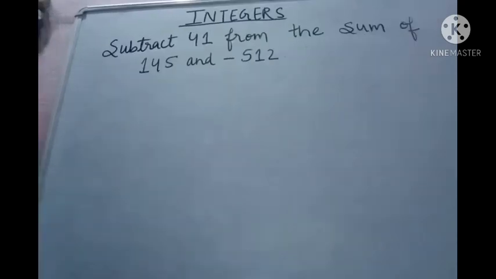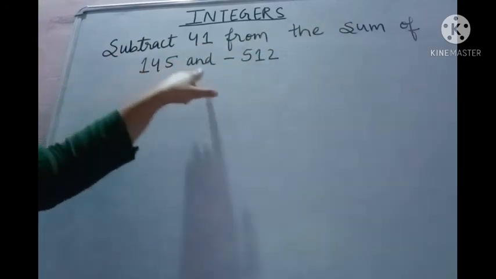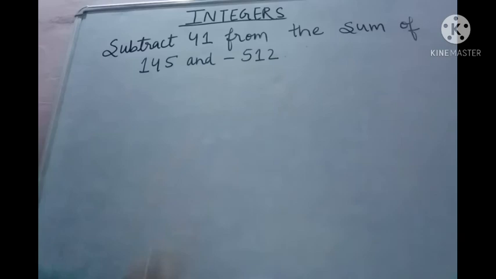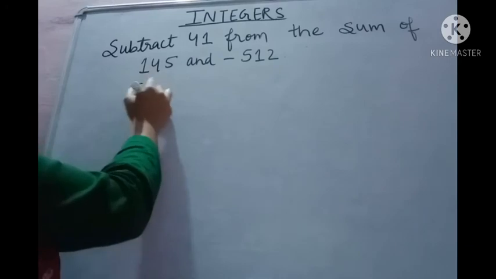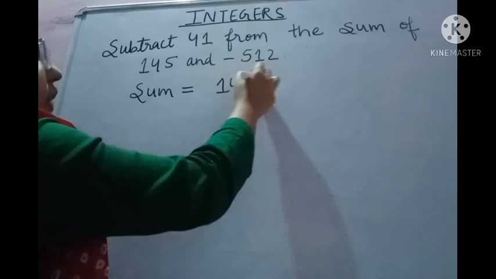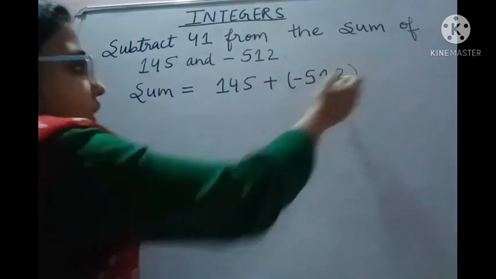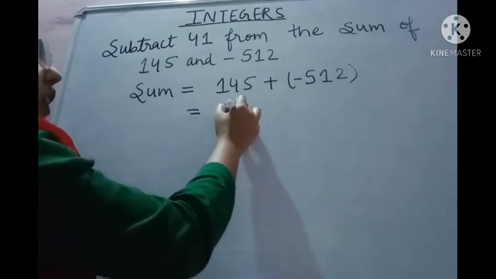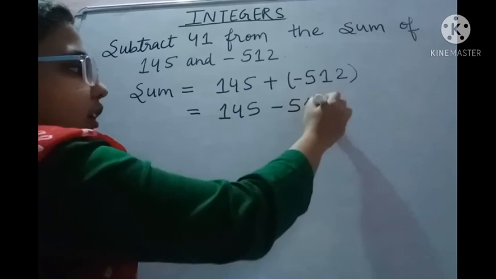Is it clear? Now let's do one more type of question in which we have to subtract 41 from the sum of 145 and minus 512. Just understand this question. You need to subtract 41 but from the sum. So let's first find out the sum. You need to find out the sum of 145 and plus negative of 512.